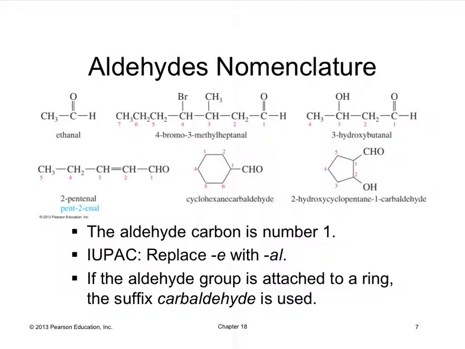This is a pentanal, and at the 2 position is an ene, so it's pent-2-enal. This is cyclohexene carboxaldehyde, right? Here, this is a carboxaldehyde, but it's cyclopentane, 5-mer, 2-hydroxy, 1-carboxaldehyde.